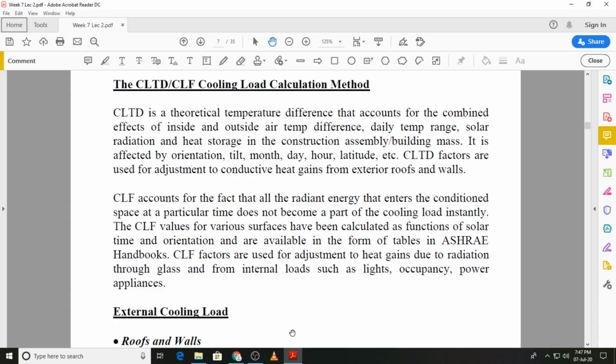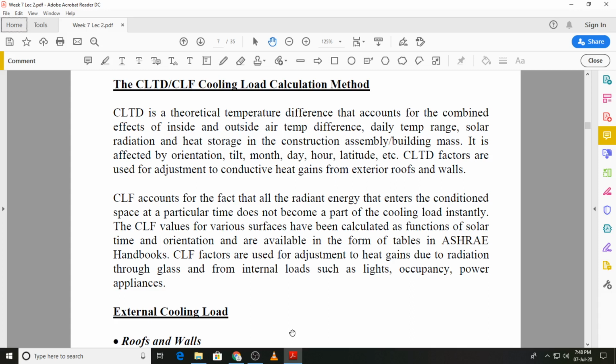entering the conditioned space does not become part of the cooling load immediately, because the air is transparent to thermal radiation. So that thermal radiation that enters the conditioned space does not heat up the air instantly. First it is absorbed inside and raises the temperature of the surfaces, then that heat that is absorbed is convected away by the air. So there is a sort of time lag, and to account for that factor we need the cooling load factor. And again, the cooling load factor will be found from tables that we have for occupancy, for example, and for lights.